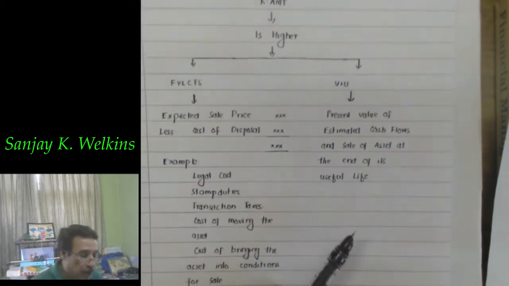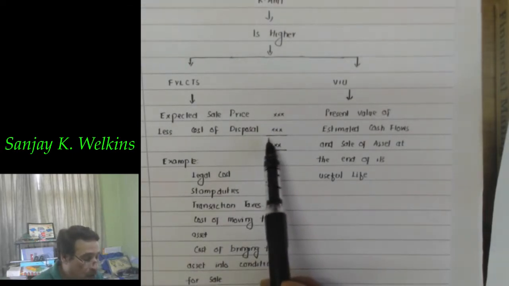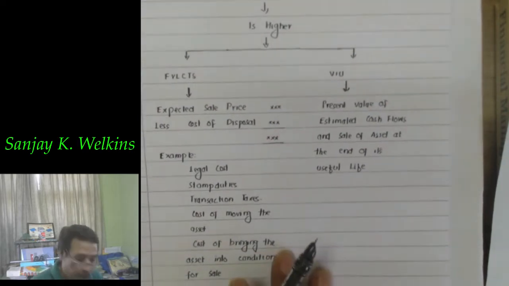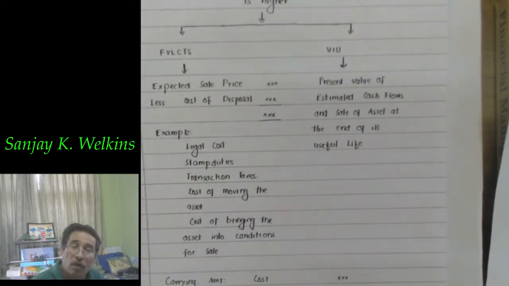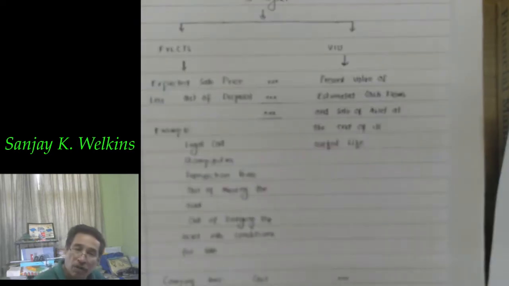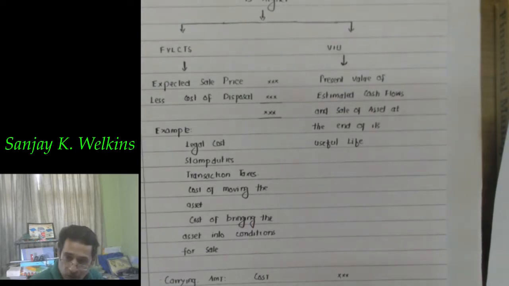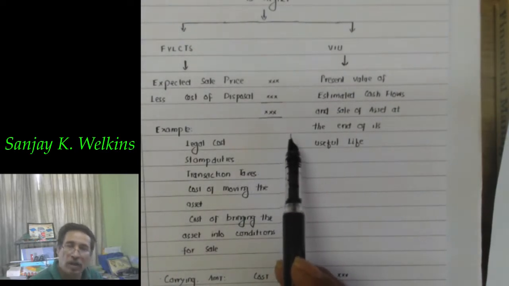What is fair value less cost of sale actually? It is the expected sale price less cost of disposal. Cost of disposal means when today I'm going to sell a particular asset, I may have to incur some expenses like legal costs, stamp duties, transaction taxes, cost of moving the asset, cost of bringing the asset into conditions for sale. If there are any such expenses, I will have to subtract them from the expected sale price. Then only I will get fair value less cost of sale.